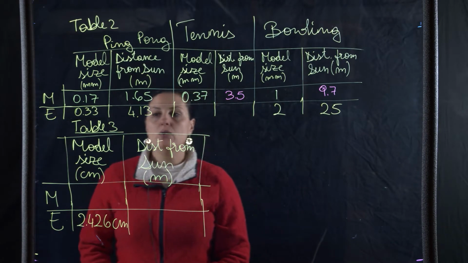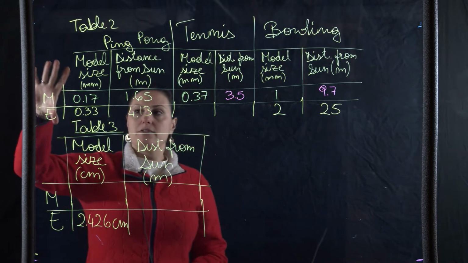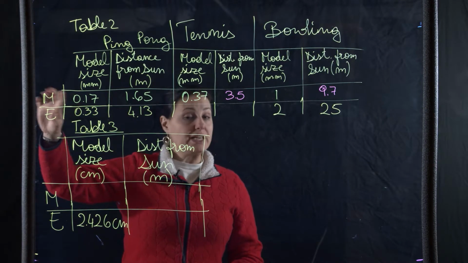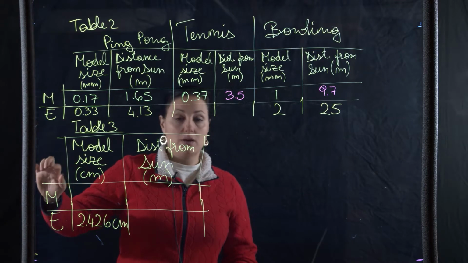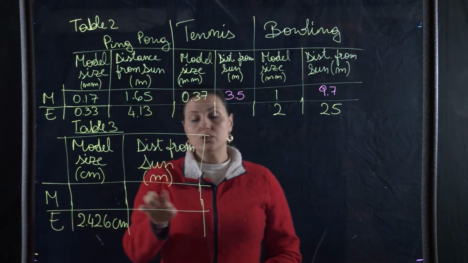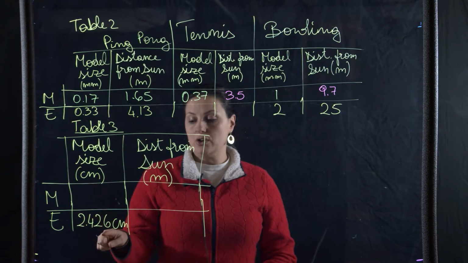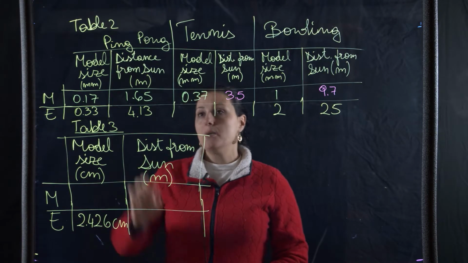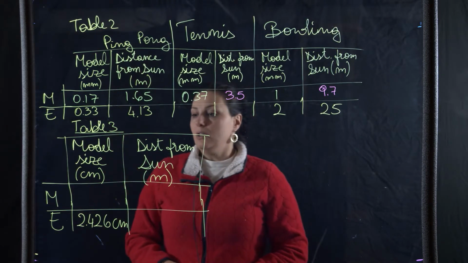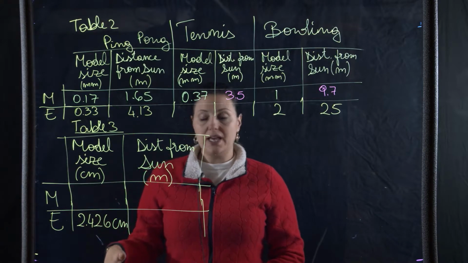Okay, now we'll move on to Table 3. I have kept the information from Table 2 because you will need it to calculate the numbers in Table 3. And I've also just taken Mercury as an example, and you will need the model size of the Earth. Okay, it's a different model now, but we're still going to make use of the information from Table 2. So first of all, we need to figure out the model size for each of the planets.